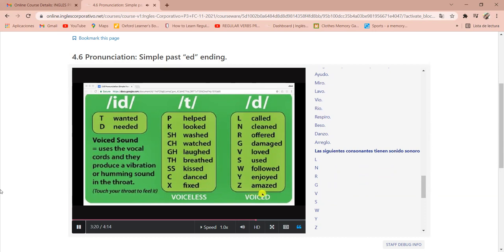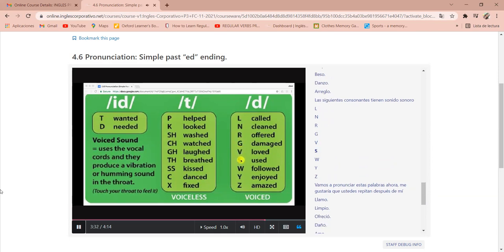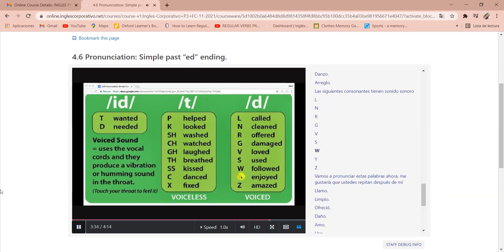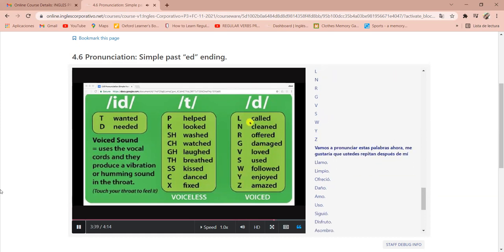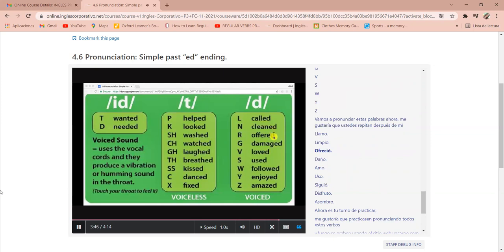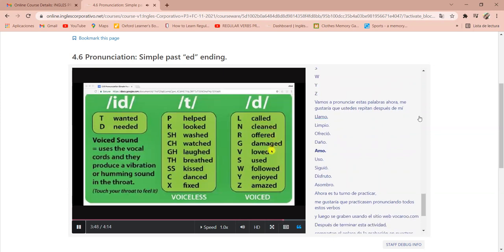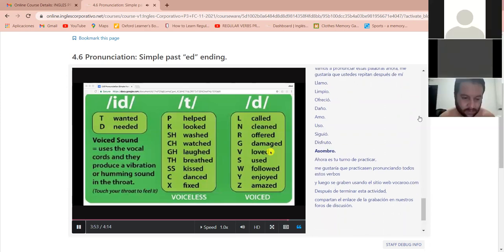The following consonants have voice sound. L, N, R, G, V, S, W, Y, Z. Let's pronounce these words now. I would like for you to repeat them after me. Called, cleaned, offered, damaged, loved, used, followed, enjoyed, amazed.